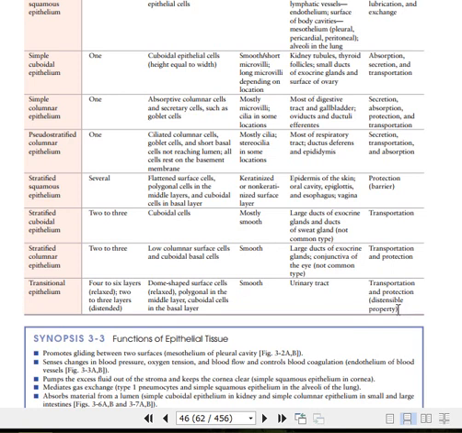So we have seen part 2 of epithelial tissue, and then our next chapter is going to be glands. Thanks for your attention.